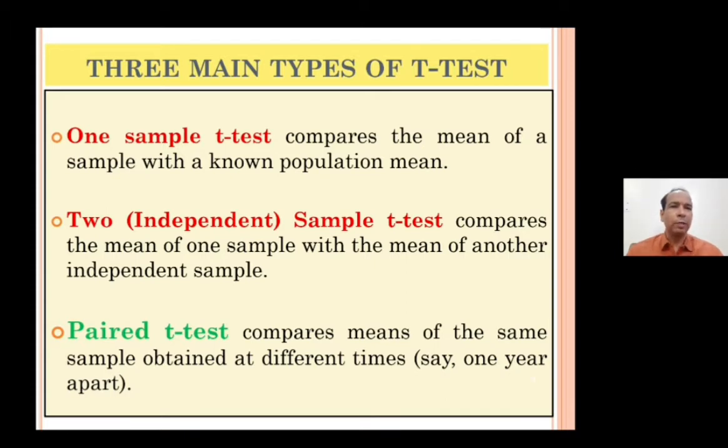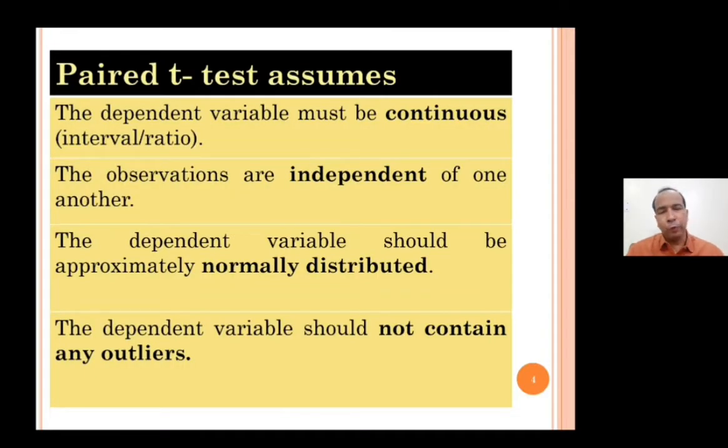Today I am going to discuss the paired t-test, which compares means of the same sample obtained at different times, say 1 month, 1 year, 1 week. The sample is the same, but the same sample is observed 2 times, and then the 2 observations are compared. So what the paired t-test assumes, we can understand by this slide. There are 4 main assumptions for the paired t-test to be applicable.